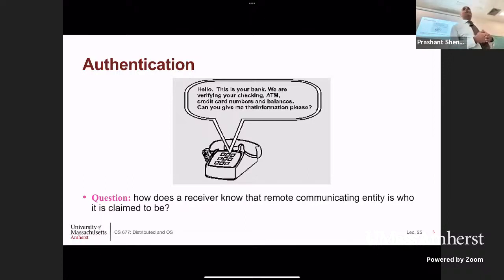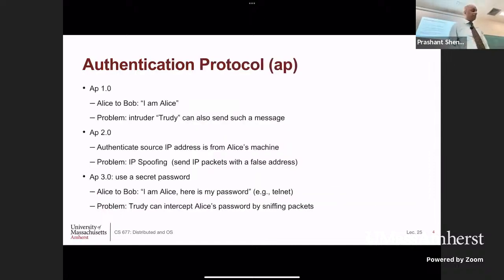Just because they claim to be calling from the bank, you don't know whether they are actually calling from the bank or not. So you could just pretend to be calling from the bank and try to make you reveal important information. Many phishing attacks do the same thing. They don't use the phone, but they send you an email that masquerades as somebody else. So you need authentication for all kinds of things.